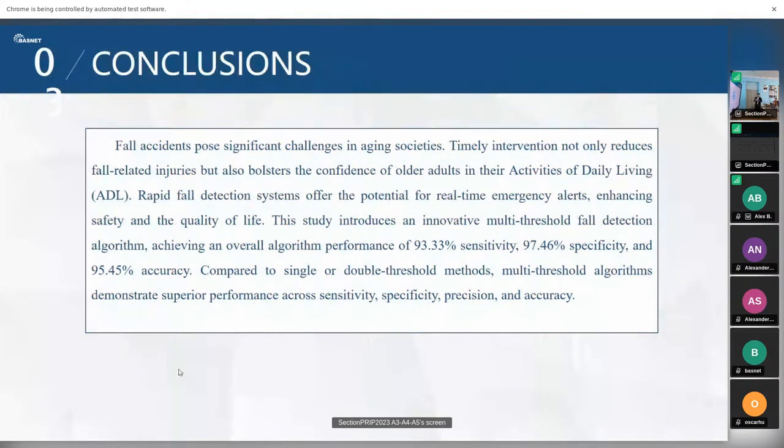Fall prevention is very important in an aging population, as it impacts safety and confidence. Fall intervention can improve quality of life. Our study results show that the multi-threshold fall detection mechanism achieves high accuracy. In the future, I want to set thresholds for physical activity. I want to recognize walking, running, standing, studying, and the energy expenditure of physical activity. I think it's very important for human health.